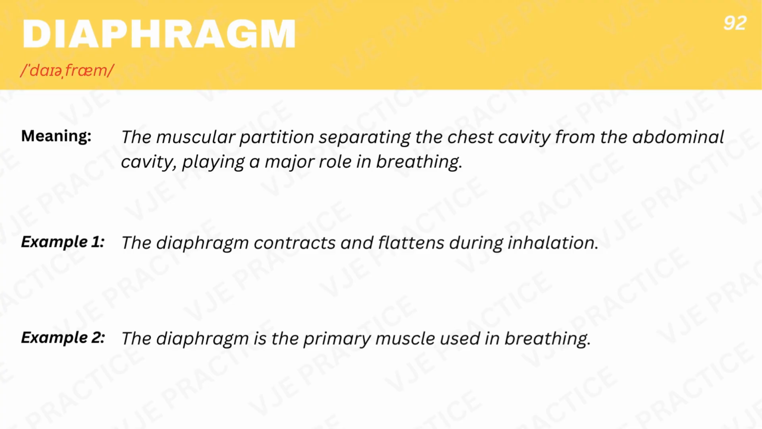Diaphragm, the muscular partition separating the chest cavity from the abdominal cavity, playing a major role in breathing. Example 1. The diaphragm contracts and flattens during inhalation. Example 2. The diaphragm is the primary muscle used in breathing.